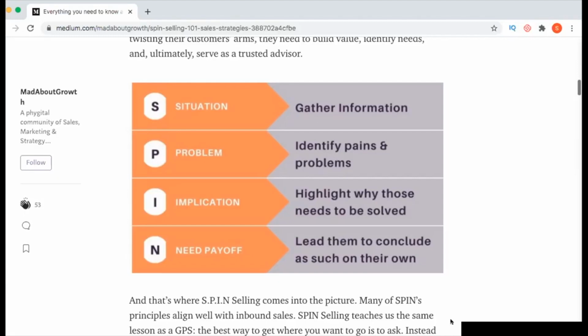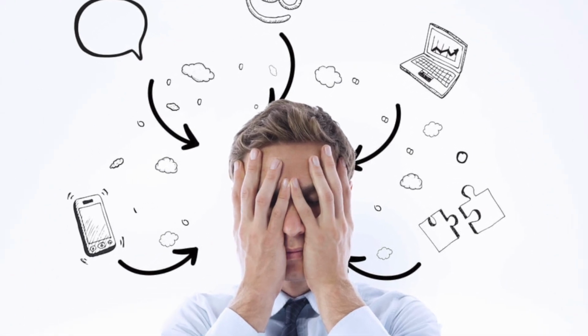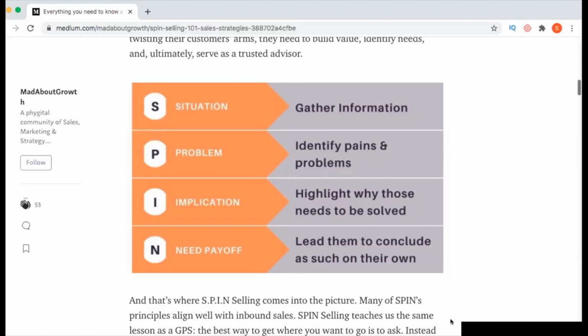Then we do a deep dive into the problem, which is the second step, which is to identify the pain points of the customer and the people, whoever it may be, and understand what problems and pains they are facing. And if we move on to the next one, what is the implication of that?